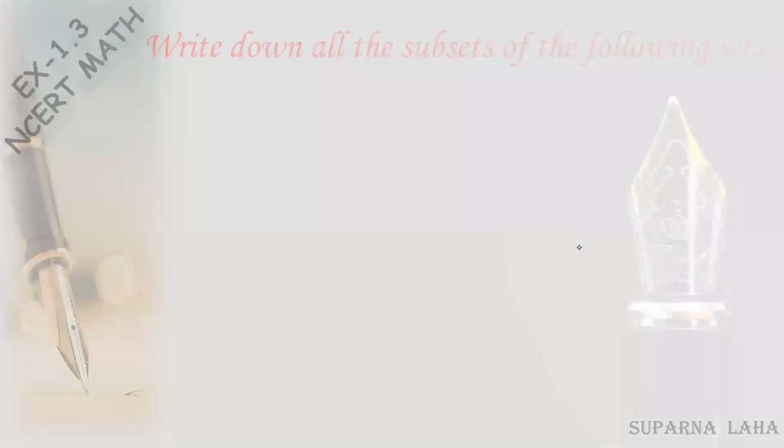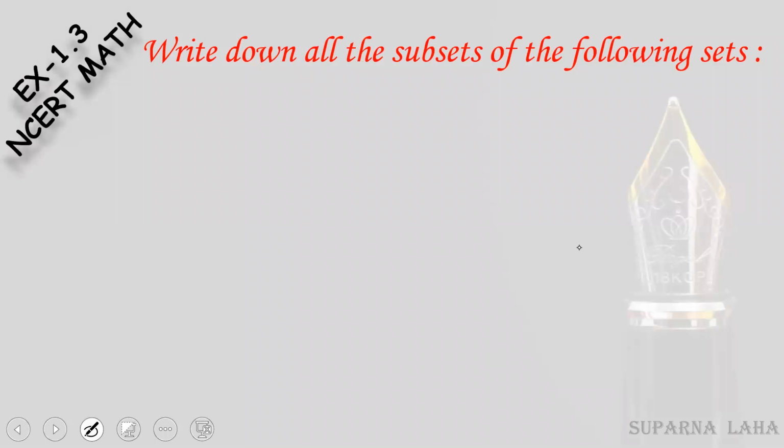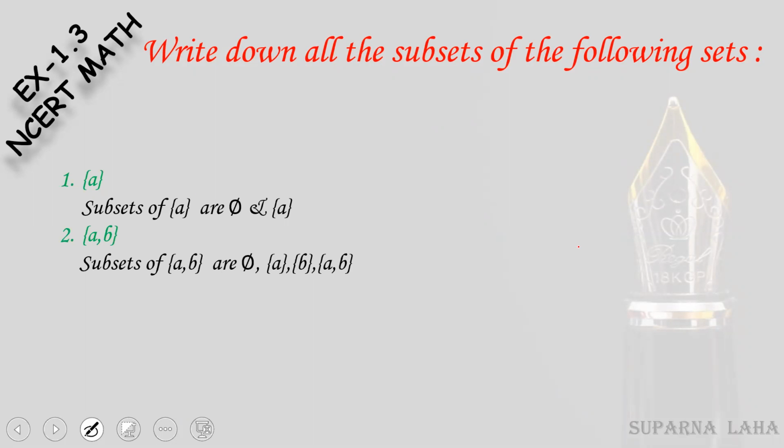So the next, solve some problems from exercise 1.3 from your NCERT book. Write down all the subsets of the following sets. First set is given, a singleton set. Singleton set means the subsets are only phi and itself. Except these two, it has no subset. Now two elements a and b. So the subsets are phi, {a,b}, {a} and {b}. These four sets. Now for one element, you are finding two subsets. For two elements, you are finding four subsets.